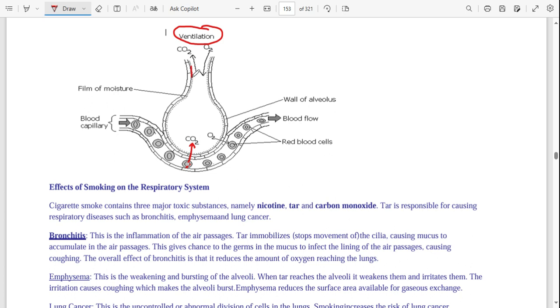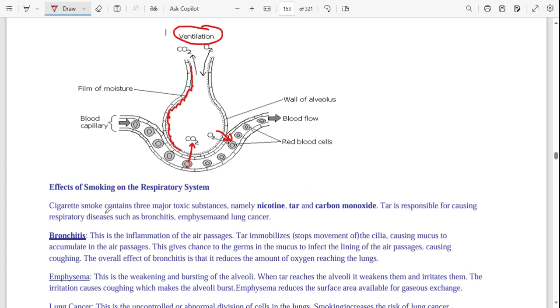You can see the alveolus has got a film of moisture. And this film of moisture is so that the gases can be able to dissolve there and be able to diffuse. Oxygen, which is coming from the nose, will be now able to move into the blood, right? It moves into the blood and then it is taken to the rest of the body. Okay. So this is what happens during breathing.